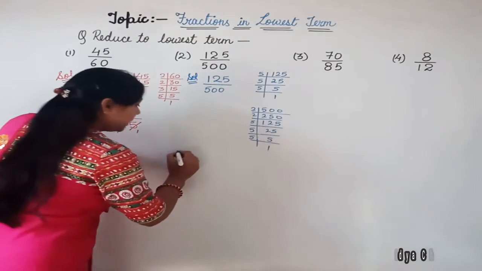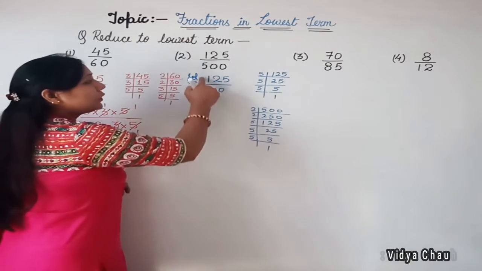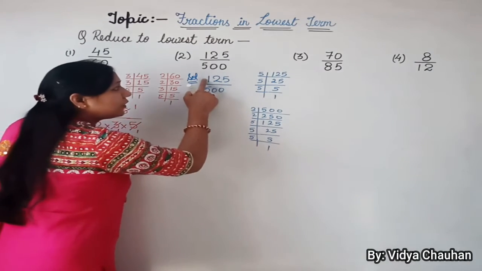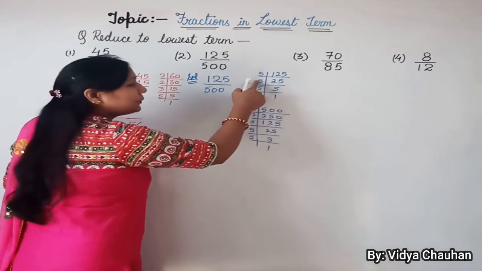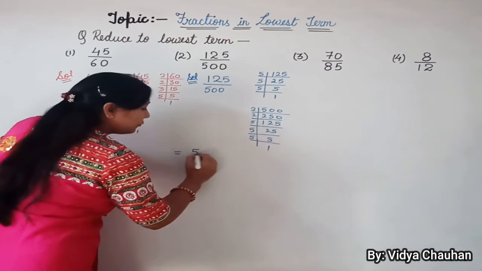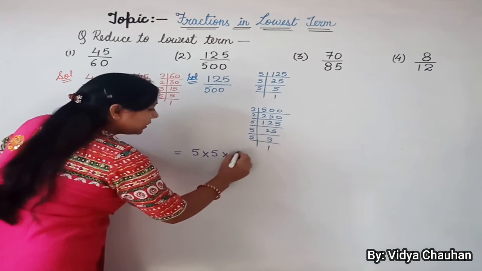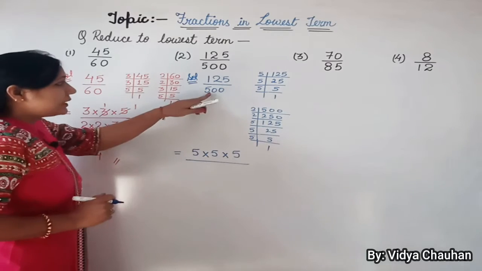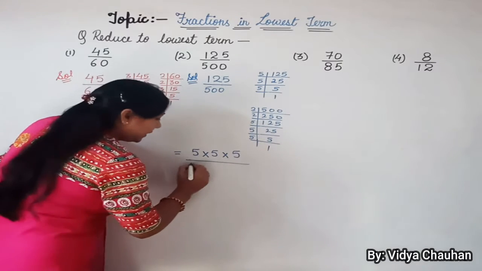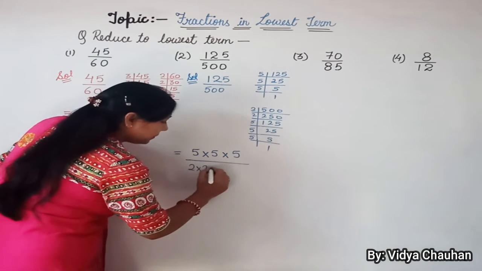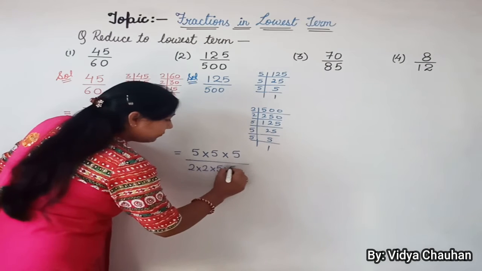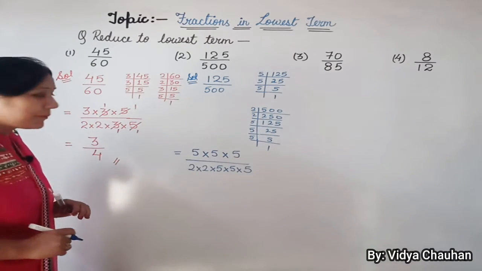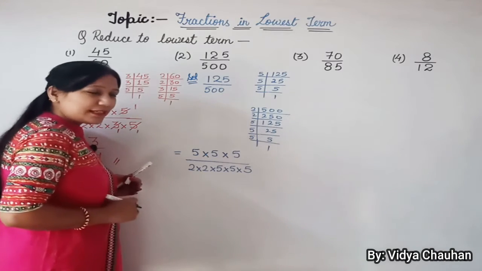1. Now in the next step, we are going to write the factors of these two numbers. So the factor of 125 is 5 multiplied by 5 multiplied by 5. So 125 can be written as 5 multiplied by 5 multiplied by 5. Similarly, 500 can be written as 2 multiplied by 2 multiplied by 5 multiplied by 5 multiplied by 5. Clear, students? Now what will be our next step?